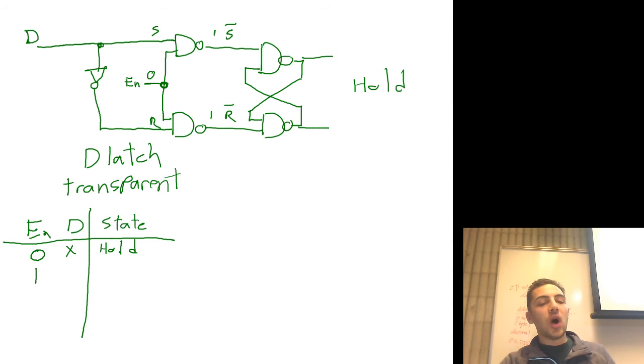Once enable is 1, let's look at what happens. If D is 0, what do we have? We have a 0 here, we have a 1 here, and now we've enabled this. So what do we have? 0 NAND 1 is a 1. 1 NAND 1 is a 0. So a 1 on S bar and a 0 on R bar puts us into what kind of a state for this NAND latch?